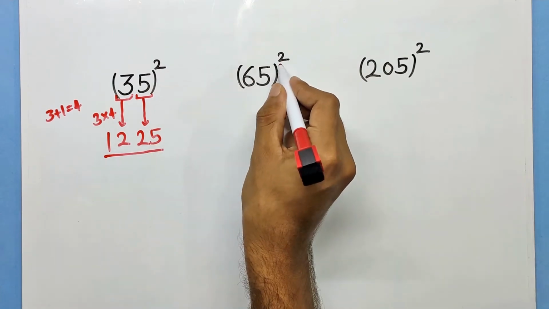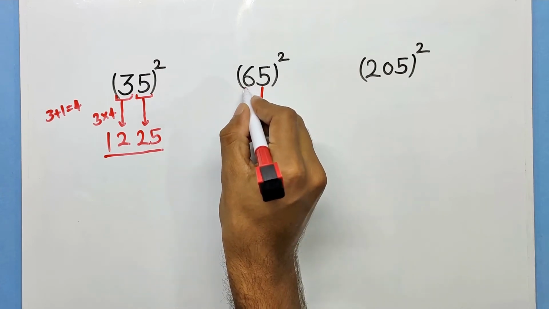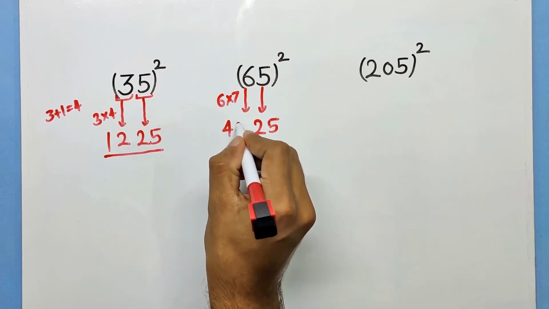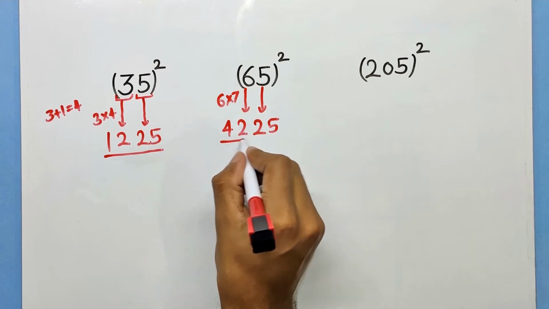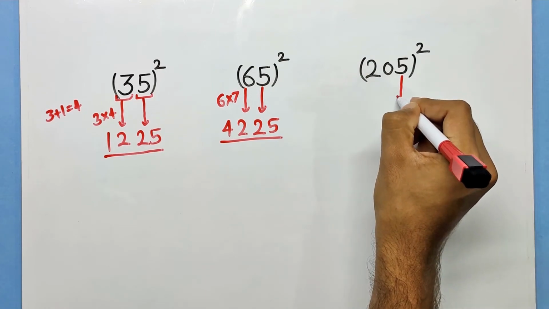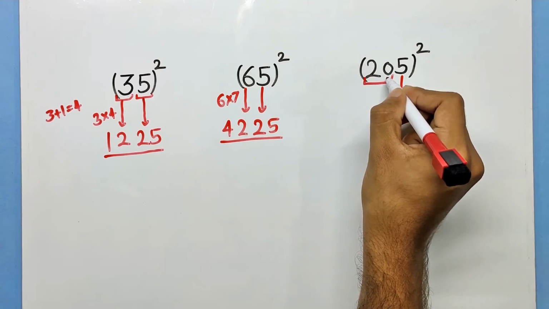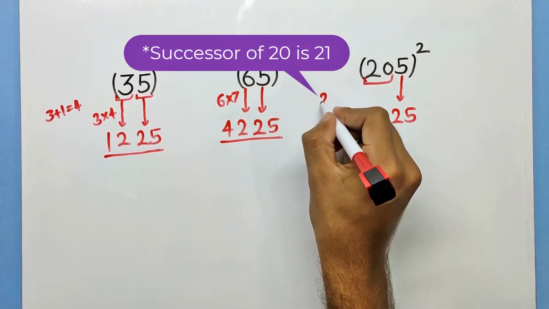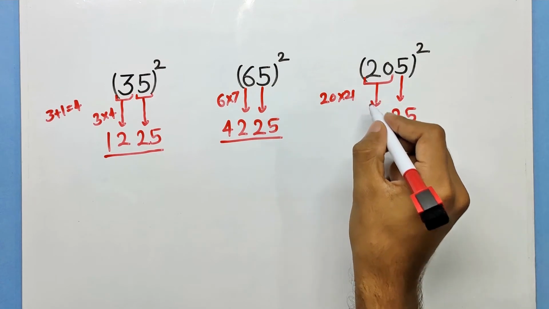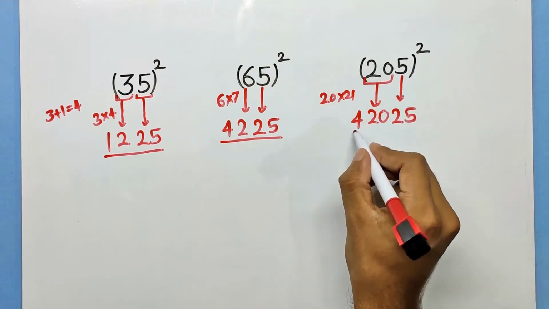Let's find the square of 65. So first square this 5, that is 25. Multiply the 6 with its successor, that is 6 times 7 that is 42. So the answer will be 4225. Let's find the square of 205. Let's first square this 5. The square of 5 is 25. And let's multiply the rest part with its successor. So successor of 20 is 21, 20 times 21, and this multiplication will be 420. So the square of 205 is 42025.